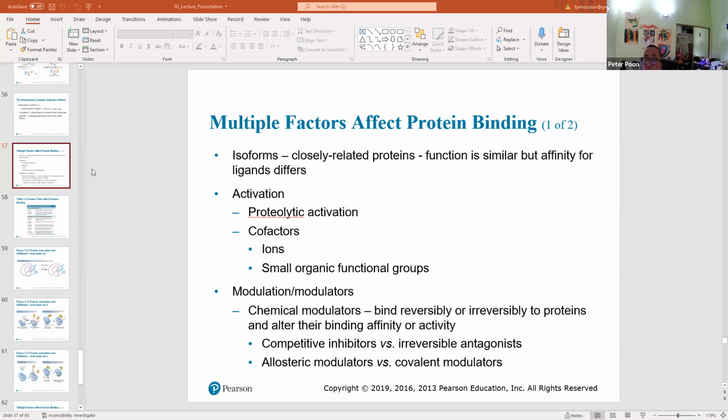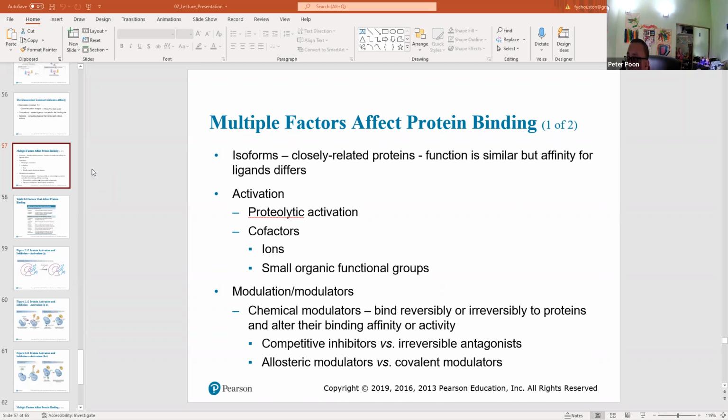This next one is probably the most important one. Activation. A lot of proteins are sitting around in your cells and they're not doing anything because they're not activated. They don't get turned on until they're activated by either proteolytic activation or cofactors. Proteolytic activation is usually cutting. So you cut off a little bit of the protein to activate it.